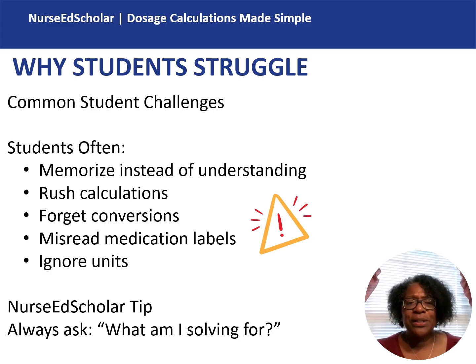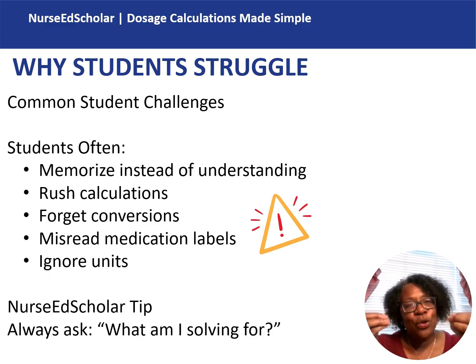So I want you to not memorize, okay? Understand what you're doing when you perform the dimensional analysis to try to figure out the dosage calculation, right? I want you to ask yourself, what am I solving for? What is ordered? What is available? What do we have? Because a lot of times it will not be that the doctor ordered 500 and the hospital is going to have 500. That would be wonderful, but it does not happen all the time.